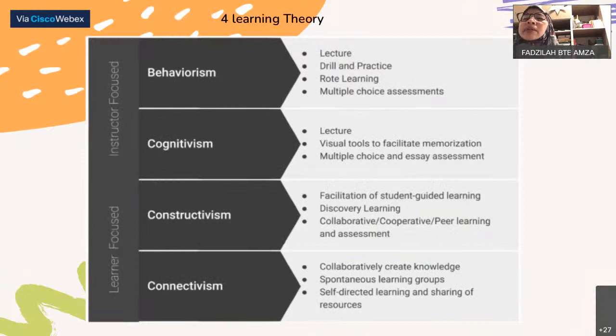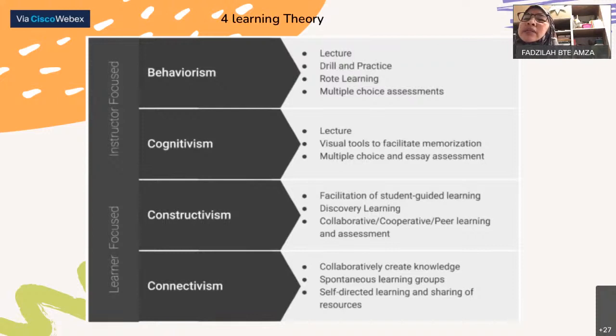Behaviorism, ini adalah ciri-ciri dia: instructor focus. Because of instructor focus, dia drill and practice. Okay, visual tool, multiple choice and essay assessment. Dia drill tool, sebab tu kita rasa macam dulu kan, zaman kita sekolah dulu banyak sangat latih tubi. Sebab kita percaya itu cara manusia belajar.